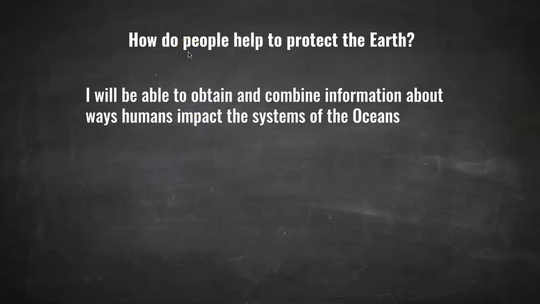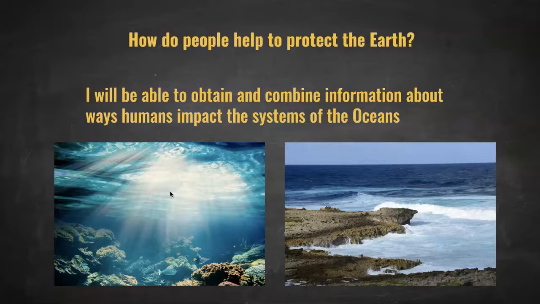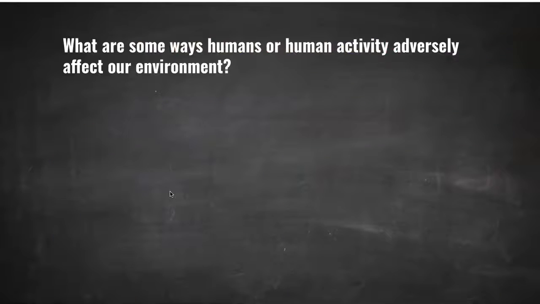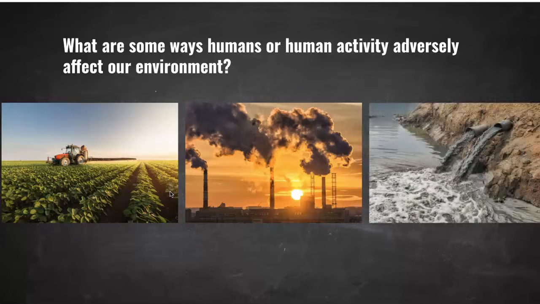In our lesson today, we are going to be learning about how people help to protect the earth. We will be able to obtain and combine this information to learn about ways that humans impact the systems of the oceans. We all like to go to the beach, and we want to make sure that the waters we swim in and play in are clean. So what are some ways human activity adversely affects our environment? We have farms, industrial plants, and what we put into our oceans.